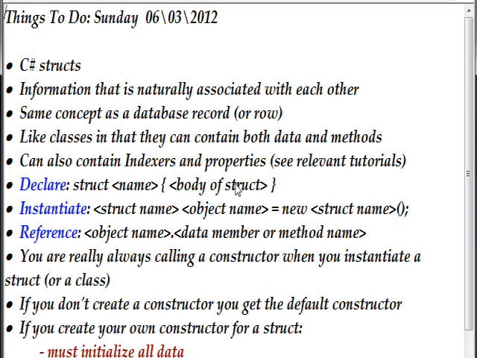Like classes that contain both data and methods, structs can also contain indexers and properties, but that's sort of beyond this tutorial. You might look at relevant tutorials I've done on those. In order to declare a struct, you use the keyword struct, and then the name of the struct, and then a curly brace, the body of the struct, and an end curly brace. This will become more clear when we start looking at an actual struct.